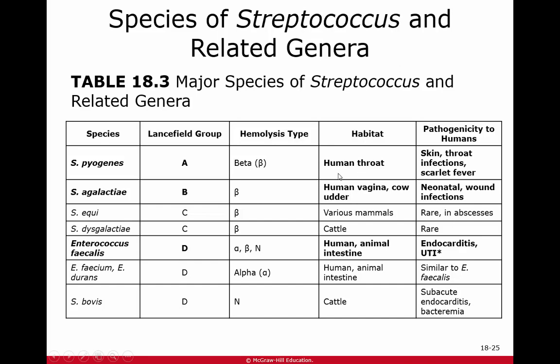Strep pyogenes is in your throat, so of course it's going to cause skin, throat infections, and scarlet fever. Agalactiae is in the human vagina and the cow udder, and so it's going to affect neonates and it's going to get wound infections. Enterococcus faecalis is in the intestines. It can cause UTIs or endocarditis.